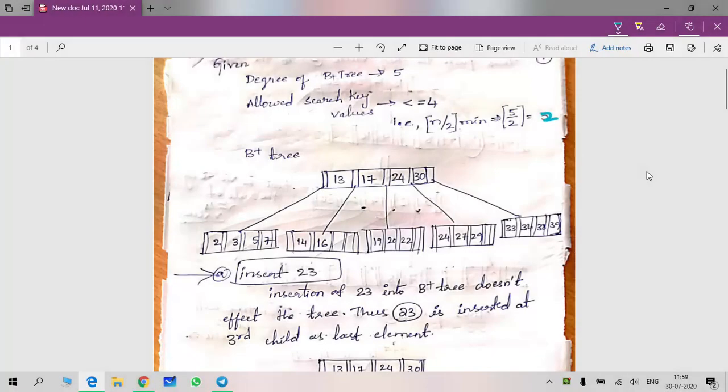Hello everyone. Today we are going to discuss B plus tree insertion and deletion operations. Before moving to its operations, we should know its rules first.